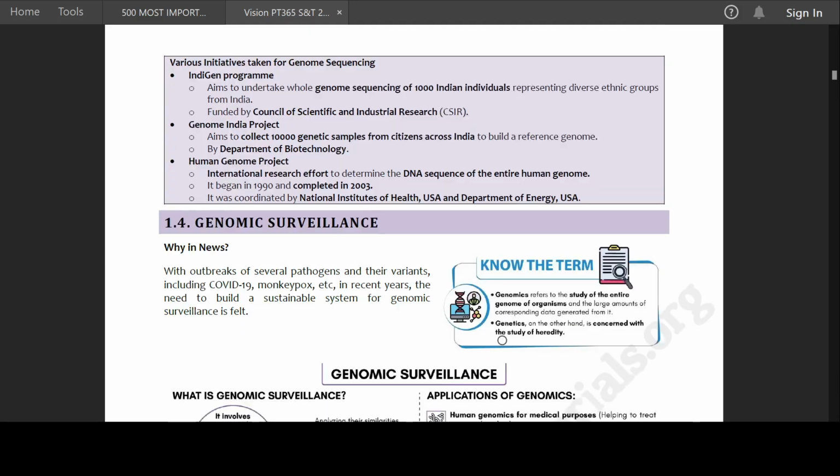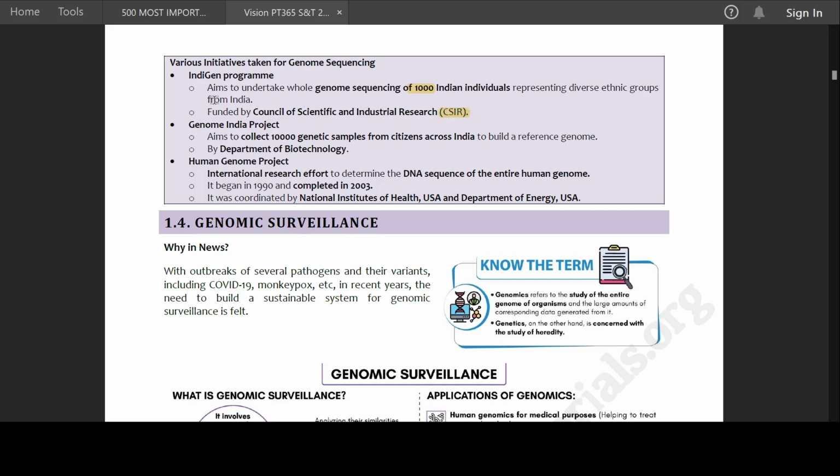Moving forward, the IndiGen program aims to undertake whole genome sequencing of 1,000 Indian individuals. IndiGen represents diverse ethnic groups from India and is funded by the Council of Scientific and Industrial Research (CSIR).